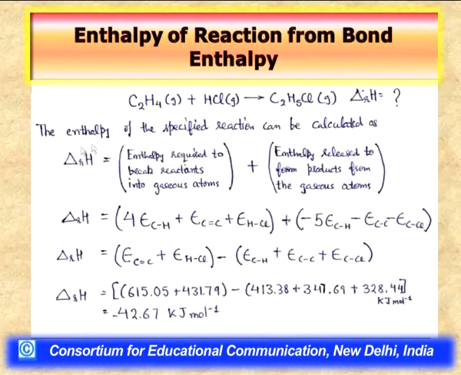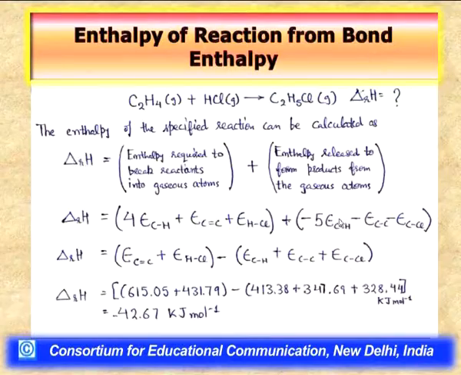So, we can say that the enthalpy of the specified reaction can be calculated as: enthalpy change of a reaction is equal to the enthalpy required to break reactants into gaseous atoms, added to the enthalpy released to form products from gaseous atoms. Therefore, as we have shown in the diagram itself, 4 carbon-hydrogen single bonds have been decomposed, 1 carbon-carbon double bond has been decomposed and 1 H-Cl bond has been decomposed for 1 molecule of these two reactant species.